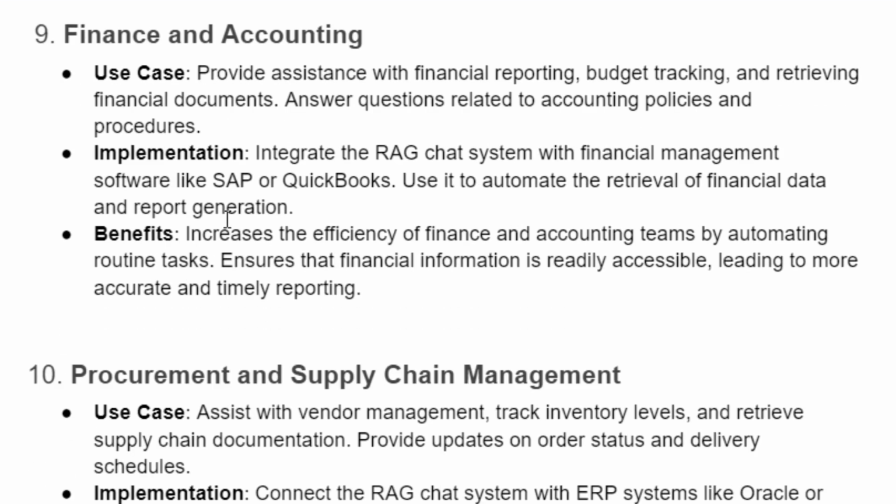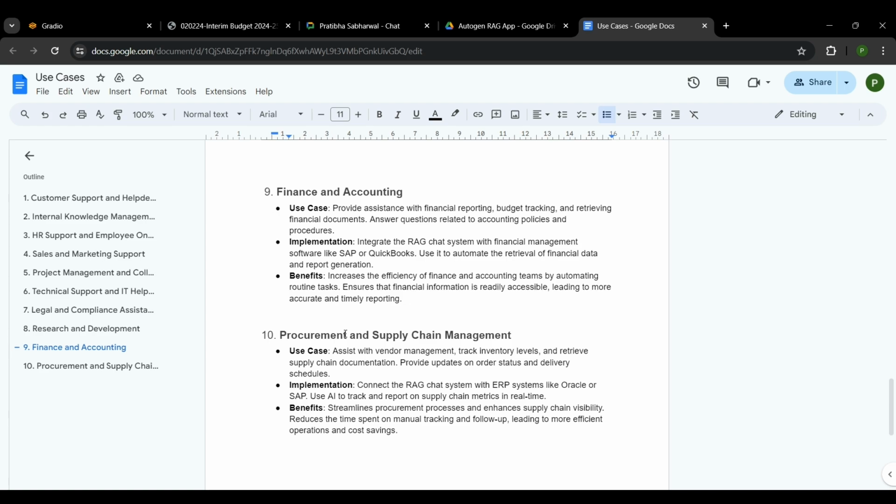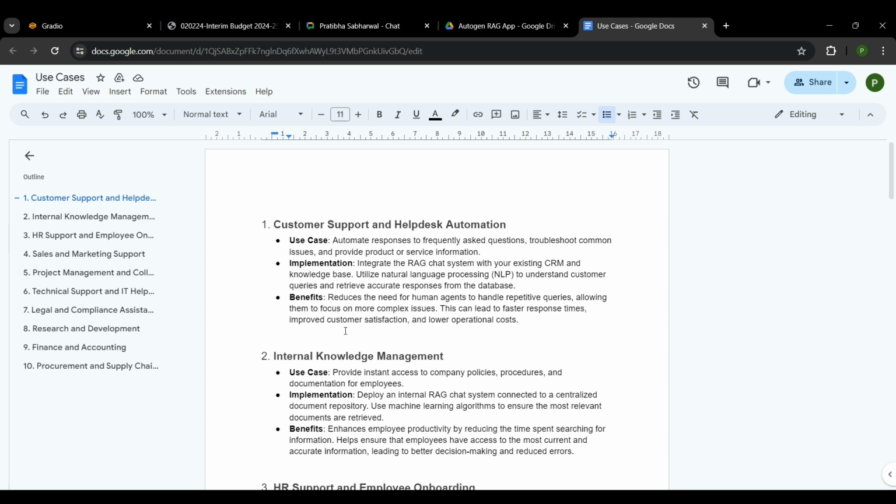Then we have supply chain and procurement, where again we integrate such a RAG system with ERP systems like Oracle or SAP, and then assist vendor management, track inventory levels, and generate supply chain reports, which really helps increase efficiency and reduce cost. So these are some of the use cases that we think are very good and help us in a lot of cost savings for companies if they went ahead and implemented them.